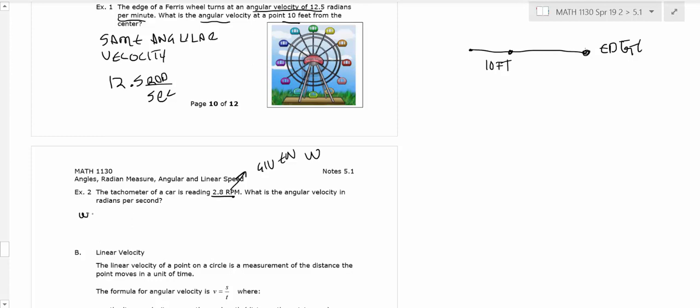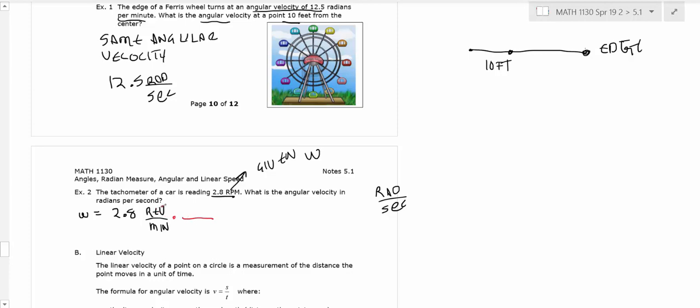So I would just start this problem by writing down omega equals 2.8 revolutions per minute. Then we're going to do a unit conversion on this, and we're just going to change this to radians per second. It kind of depends on your background. When I was a student, I didn't learn how to do unit conversions with what we call dimensional analysis until I took chemistry. That's when they teach you the smart way to convert units, where we just kind of cancel things out.